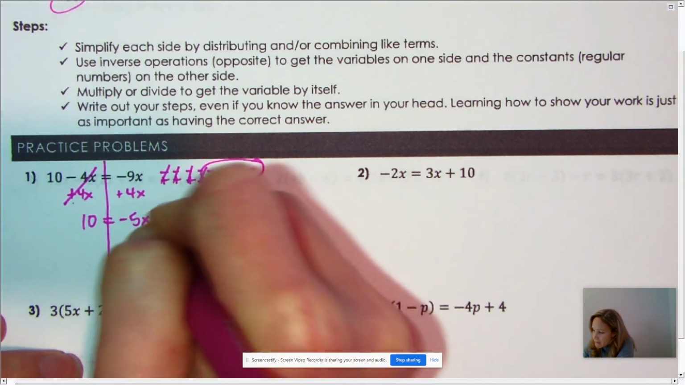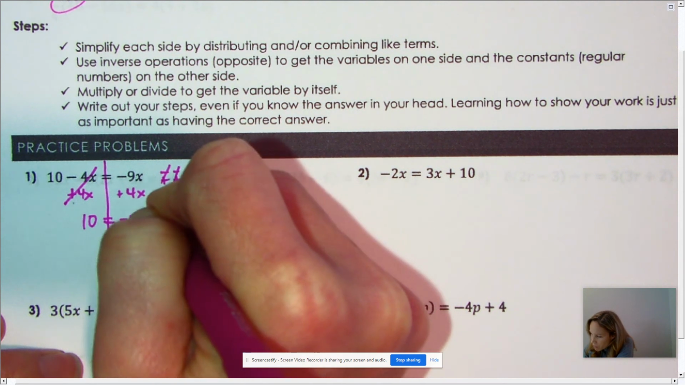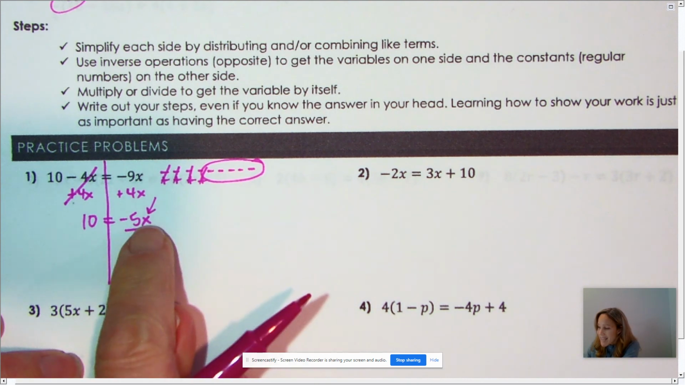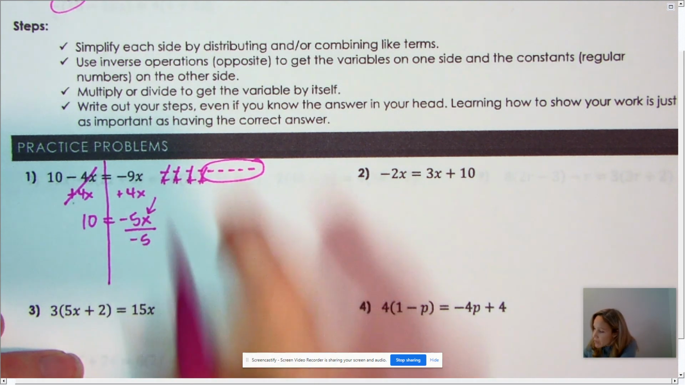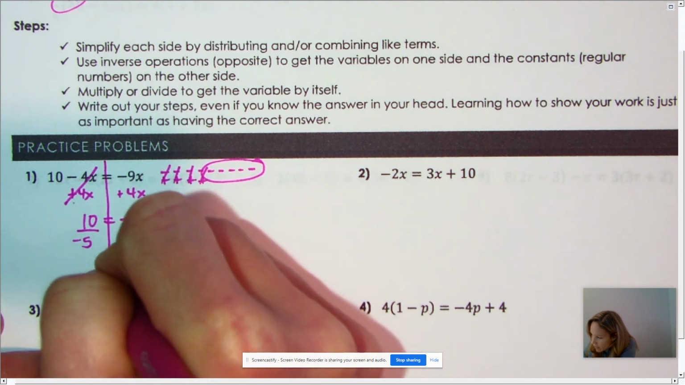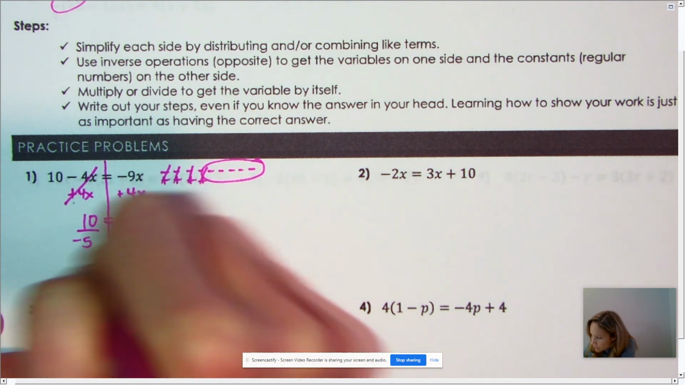I'm going to now divide by the negative 5 because remember we're trying to find the value of that letter. So we want to see what's happening to it and do the opposite. So the opposite of times by 5 would be divide by -5. So I get x is equal to -2.